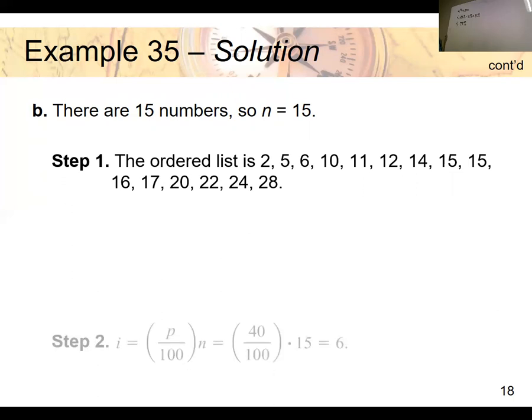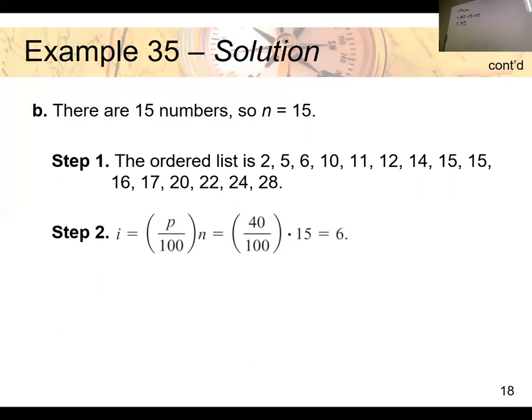And then step number 2 is using this formula, I is equal to P over 100 times N, to find the location of the data value that's in the 40th percentile. So your P is 40 because we're looking for the 40th percentile. So that's 40 divided by 100 times 15. This ended up being 6. So here in this case, we got a whole number.